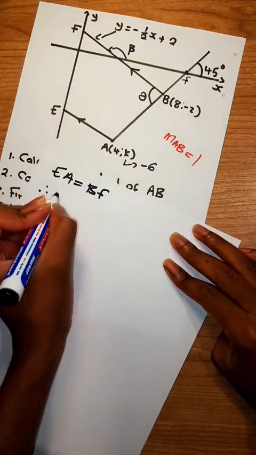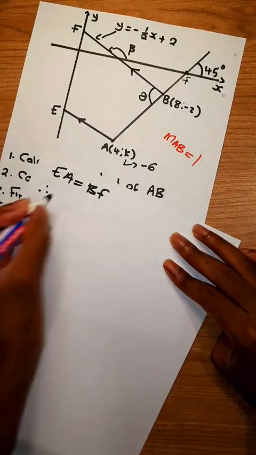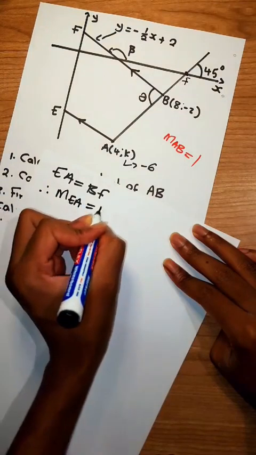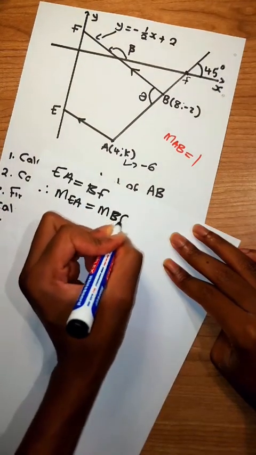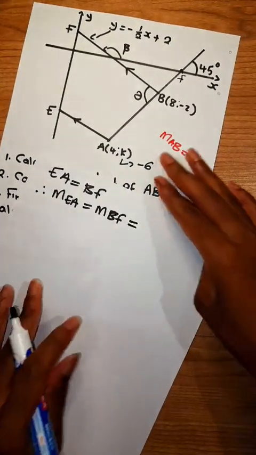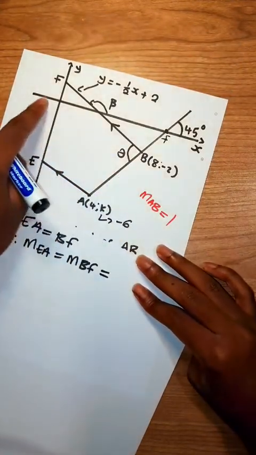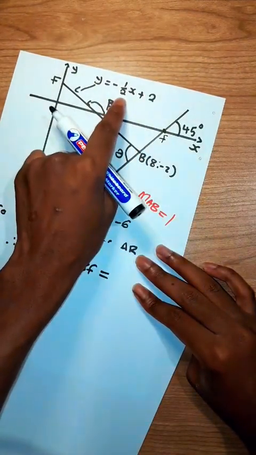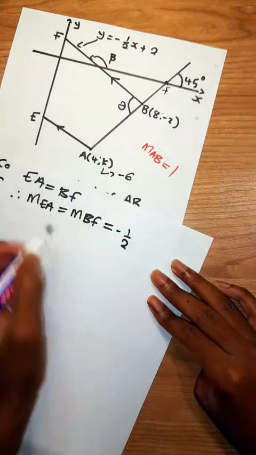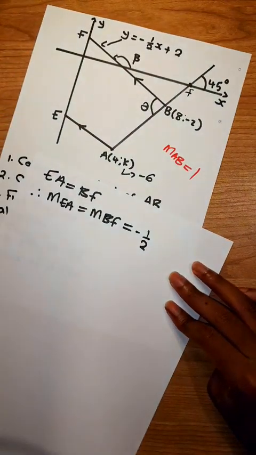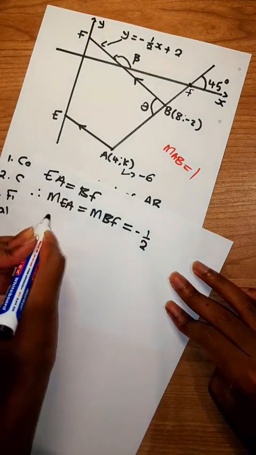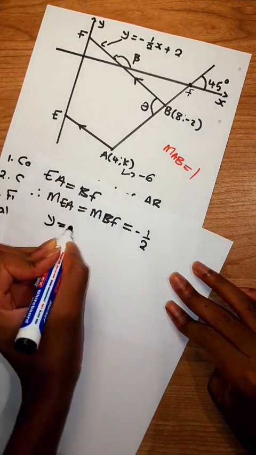Therefore, as we know, parallel lines share gradients. So it means that the gradient of EA is also going to equal the gradient of BF, right? So what is the gradient of BF? The gradient of BF is going to be, from this equation, minus 1 over 2, right? So it means the gradient of EA is also going to be minus 1 over 2. Right, so now we want to find the equation. So it's going to be y equals mx plus c.